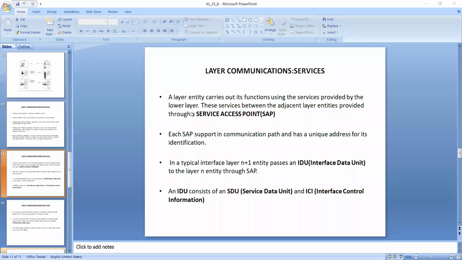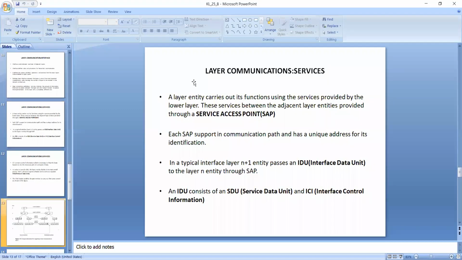So a layer entity carries out its functions using the service provided by the lower layer. These services between adjacent layer entities are provided through a service access point. In a typical interface, the IDU, interface data unit, consists of the service data unit and interface control information. It will be better understood with one example, which I will explain.